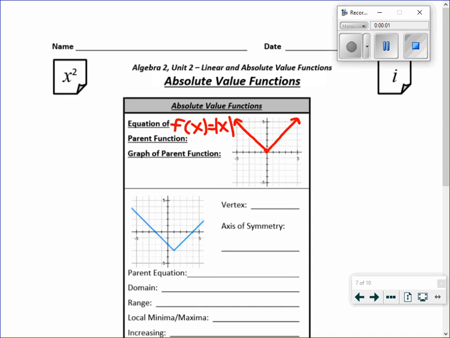Use our equation for our parent function when we're talking about our absolute values. Remember, our absolute value graphs always look like the V, or upside down V. It has the V-shaped graph in our equations: f of x equals the absolute value of x. Remember, the word parent function means no transformations. This is what that function looks like with no transformations.